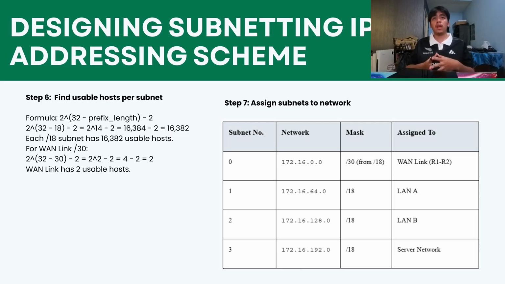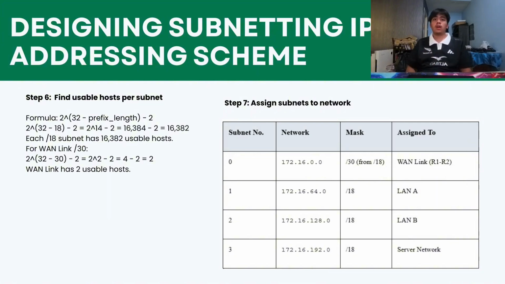And also subnet number 2, the address will be 172.16.128.0, the mask will be /18, and it will be assigned to LAN B. And the last subnet is subnet 3, the address will be 172.16.192.0, and the mask will be /18, and it will be assigned to the server network.